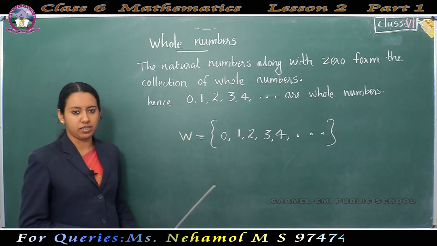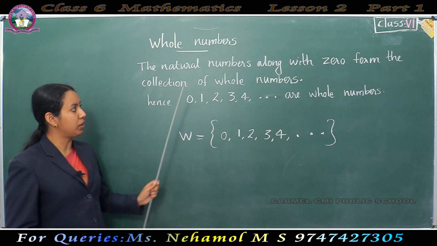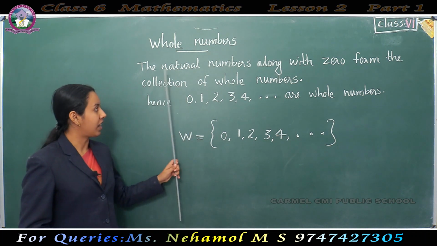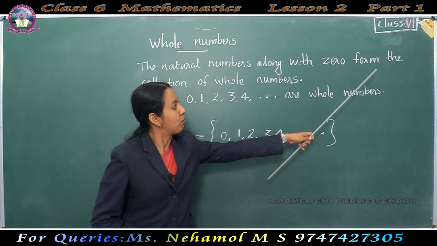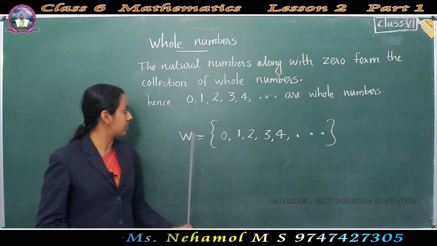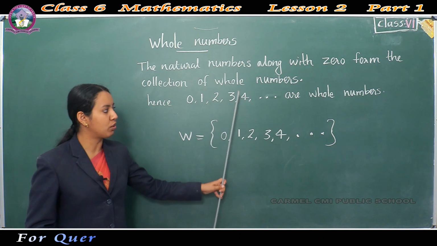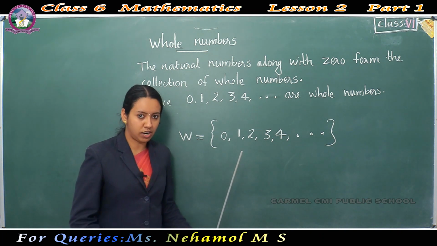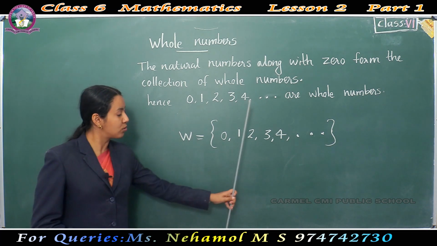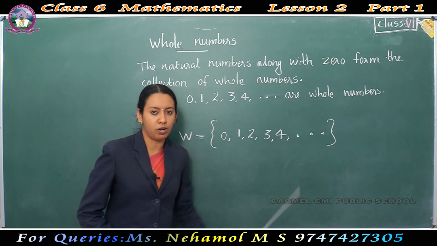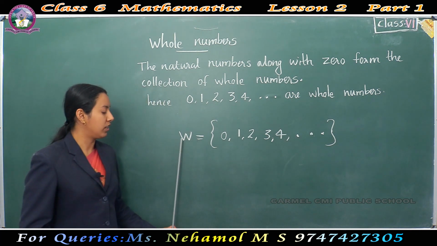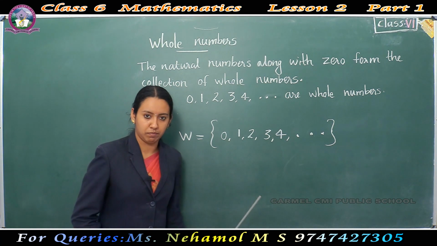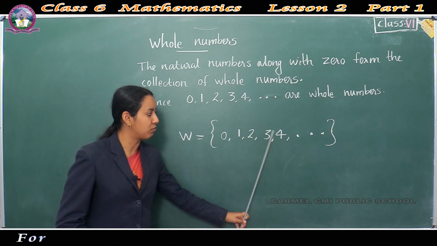Next one, whole numbers. The natural numbers along with 0 form the collection of whole numbers. Hence, 0, 1, 2, 3, 4, etc. are whole numbers. We know that 1, 2, 3, 4, etc. are natural numbers. If 0 is also there in that collection, then it is known as the collection of whole numbers. Then we can represent it as W equal to the set of 0, 1, 2, 3, 4, etc.